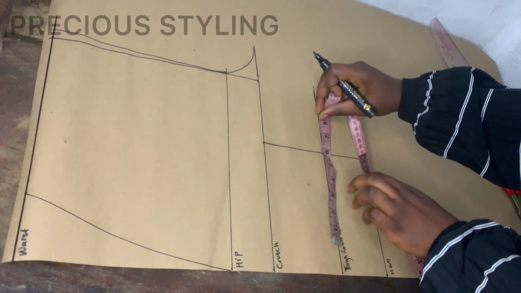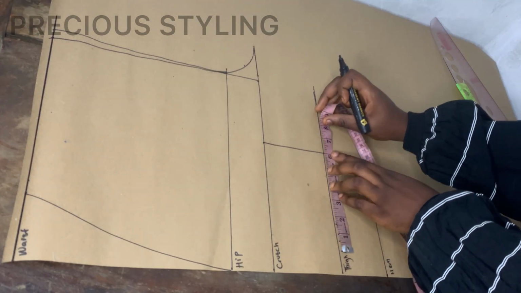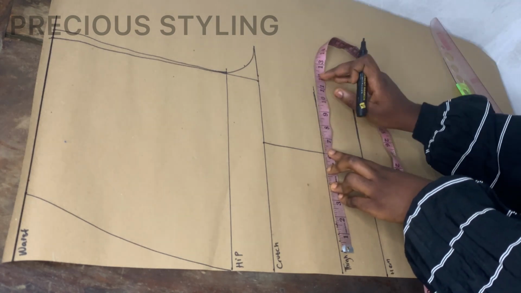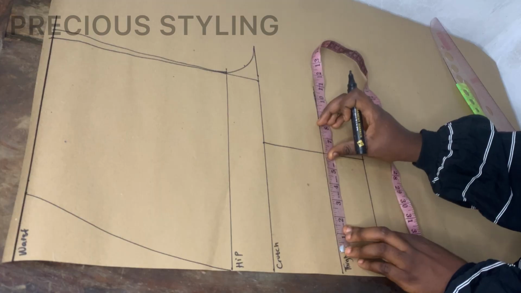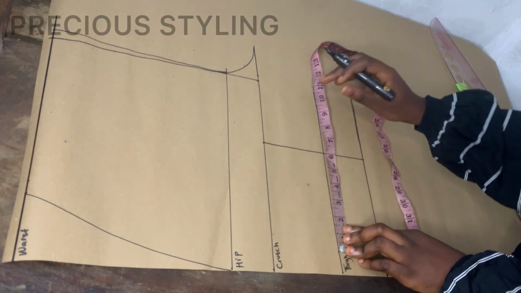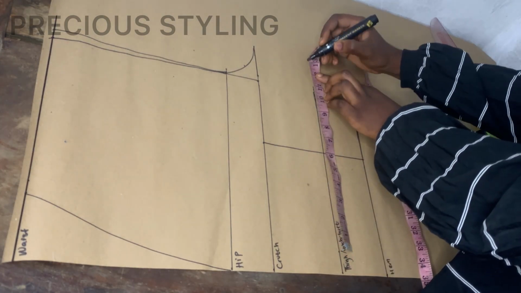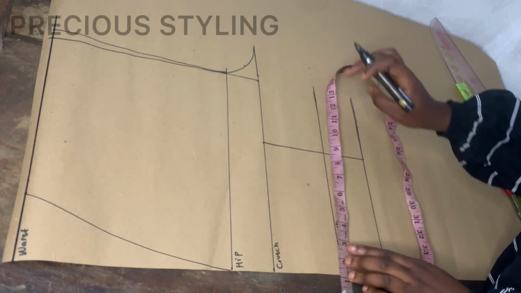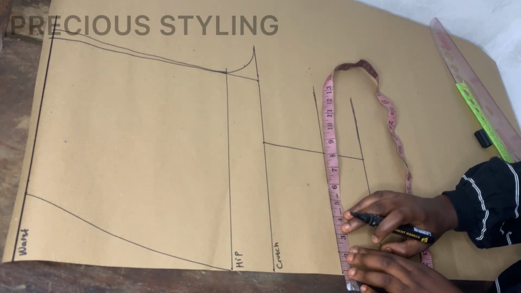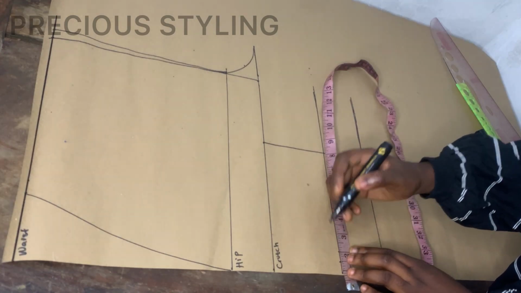Okay, so right now we're going to be dividing our upper thigh circumference by 4. My upper thigh circumference is 24 inches, and if we divide that by 4, we're going to get 6 inches. So we're going to mark 6 inches on either side of the vertical line. I'll be adding 0.5 inch for seam allowance on either side of the 6 inches.